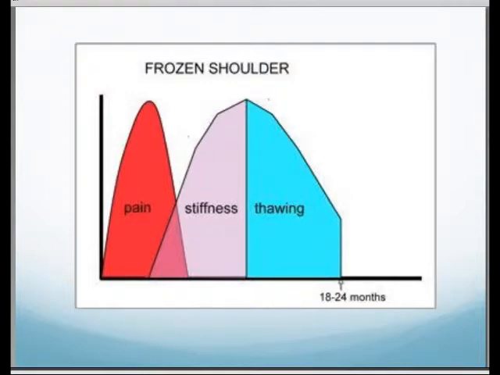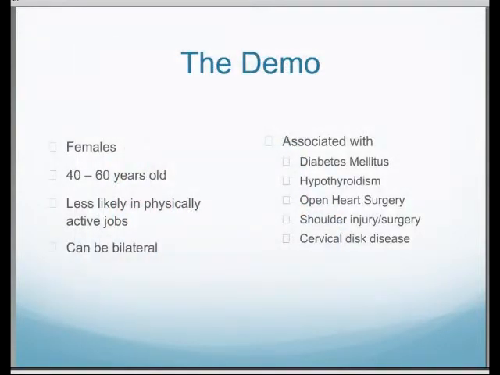So the demographic of people who get this is predominantly females. All the studies and reports I had were going around 60% of the cases that they had were females. The average age is in the 40s, between 40 and 60 years old, and it is less likely to happen in people with physical jobs. So people with sedentary jobs are more likely to have this, and it can be bilateral.